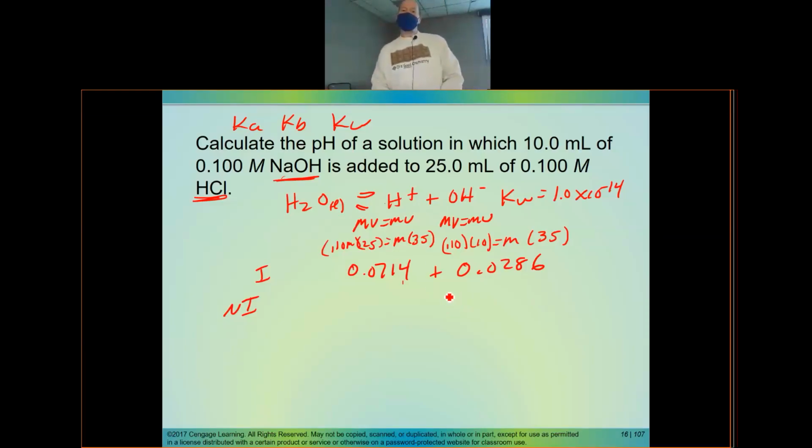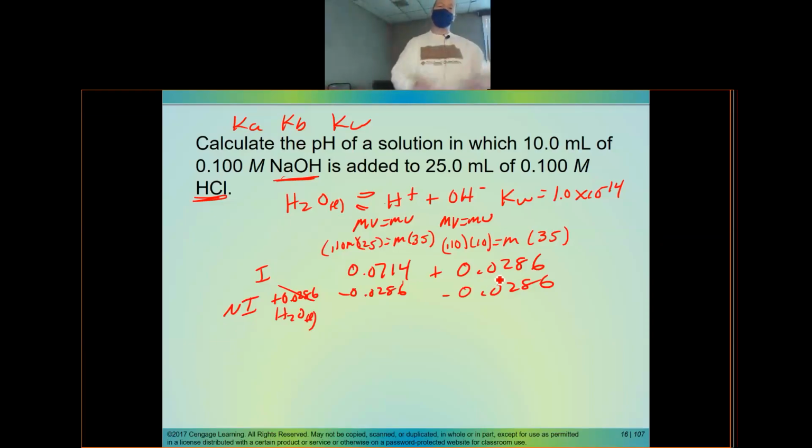All right, so we can subtract 0.0286. And here's where you would add 0.0286, except it doesn't matter because it's a liquid. So we don't care about that because that is not part of our equilibrium, but that is happening. We are making that much water. All right, and so our OH minus concentration is 0. Our H plus concentration, 0.0714 minus 0.0286, is 0.0428.